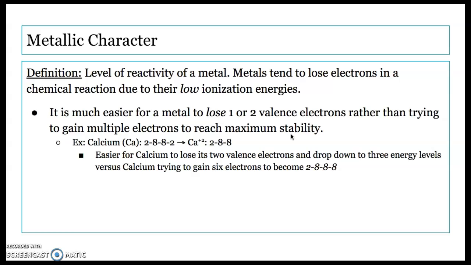Like for calcium, they would have to gain 6 electrons to get to 8, which would give it its maximum stability. So it's easier for calcium to lose those 2 electrons and lose an entire energy level rather than try to gain 6 to become 2, 8, 8, like that. Again, we want to get to maximum stability using the least amount of energy.